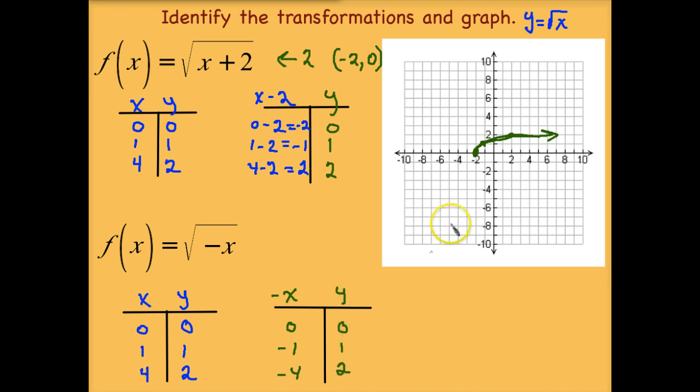If we graph this function, we have our vertex here at 0. Notice that our vertex, we didn't shift h and we didn't shift k, so we should still be at 0, 0. Negative 1, 1 is our second point, and negative 4, 2 is our third point. And if you examine this graph, you can see that we did reflect over the y-axis.